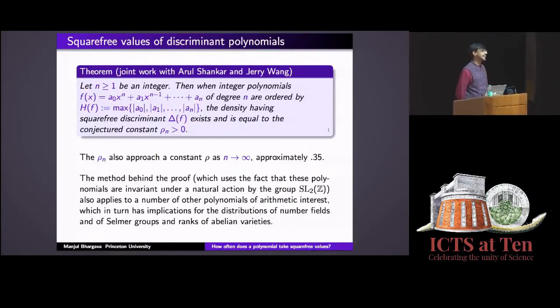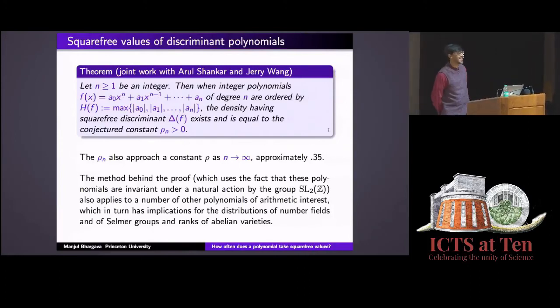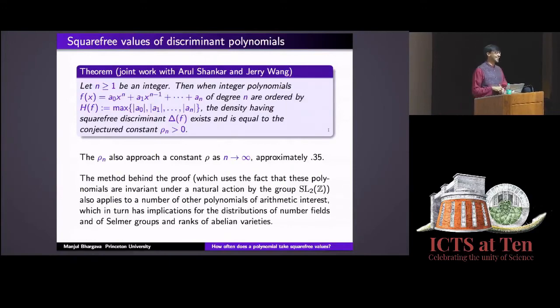Have you tested this experimentally? I have. You always must do that. That's right. Yeah, it agrees very well with the data. So actually, you just make degree 10 polynomials, just pick random degree 10 polynomials, and you test how often they're square-free, and it's 35% very quickly.